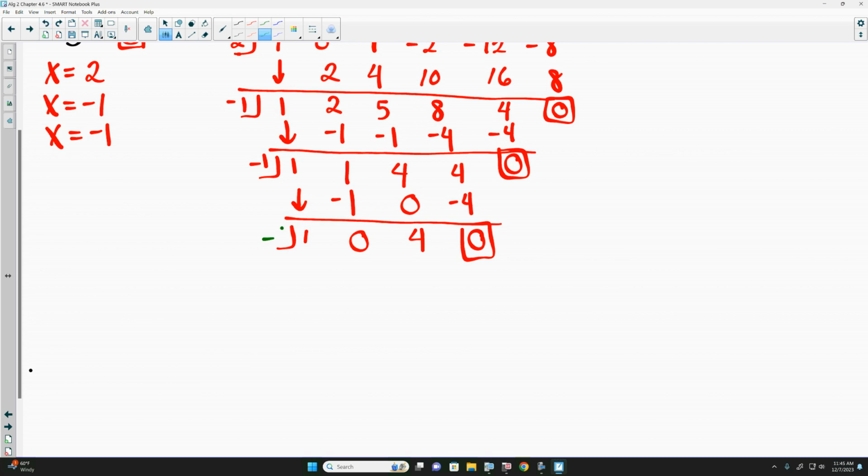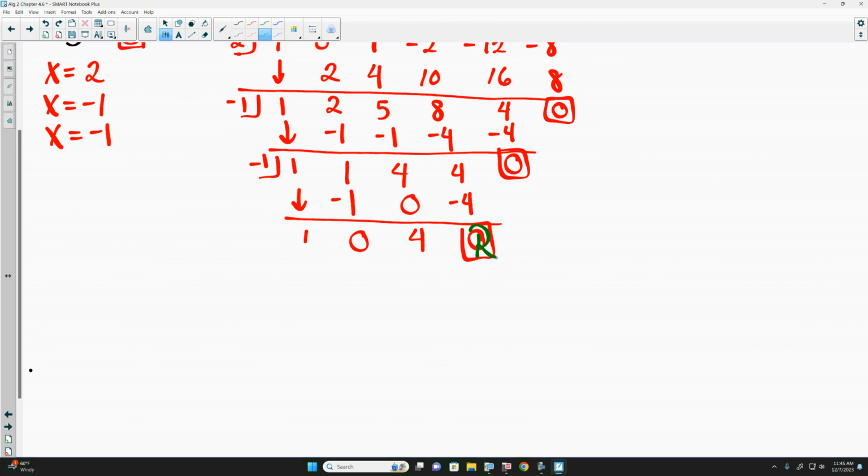Our other option is that -1 works again. -1 times 1 is -1. 0 plus -1 is -1. -1 times -1 is 1. 4 plus 1 is 5. Thus, neither one of these work again, and there were other ones that showed up.